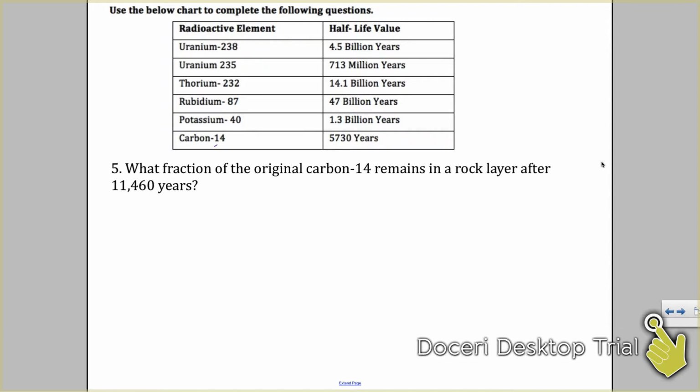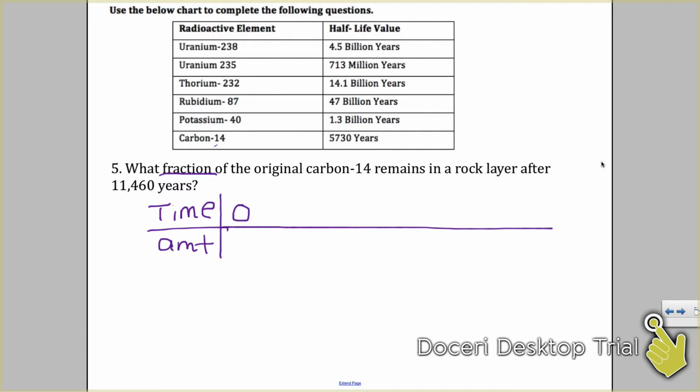Now, here in this question, it's asking about a fraction, not a percent, a fraction of the original carbon that remains in the rock layer after 11,460 years. Now, the way that I would break this down is I would make a little chart. Put time, put amount, just like question number 1 had a chart. So over zero time, and remember we're looking at carbon-14, so we're looking here.